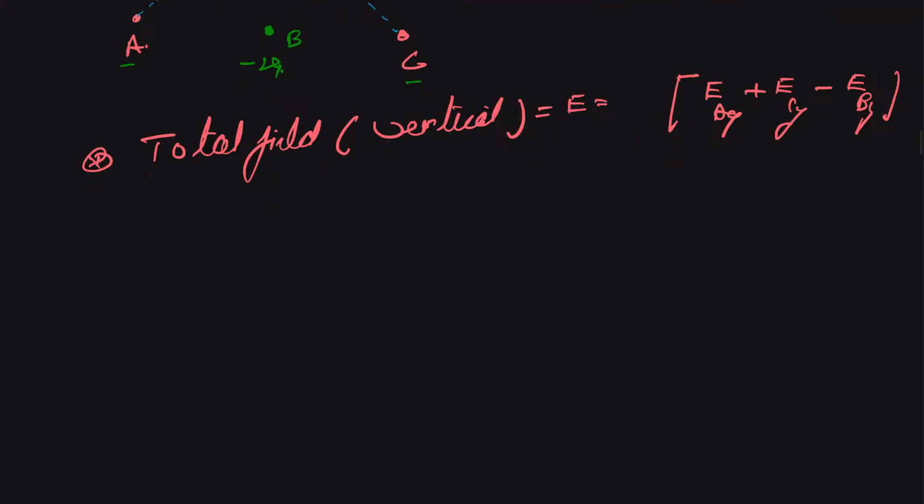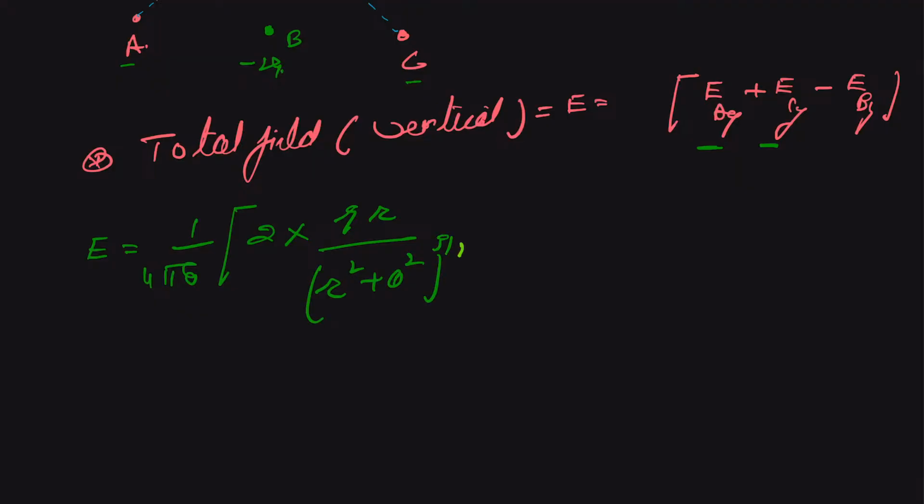Okay. So we get the electric field will be equal to 1 upon 4 pi epsilon naught, and this EAY and ECY are the same magnitude wise, so this will come as twice q times r divided by r squared plus a squared to the power 3 by 2, and then we have EBY minus 2q, and the distance is straightforward, the perpendicular distance, that is r squared.